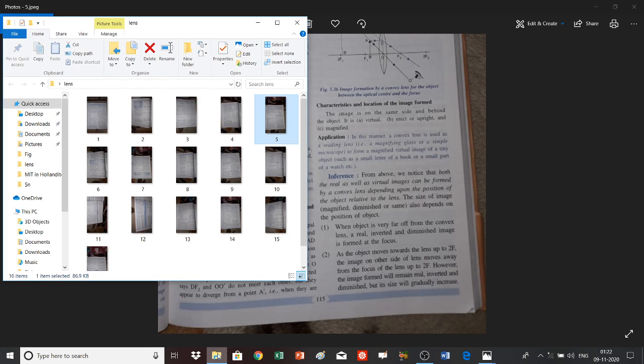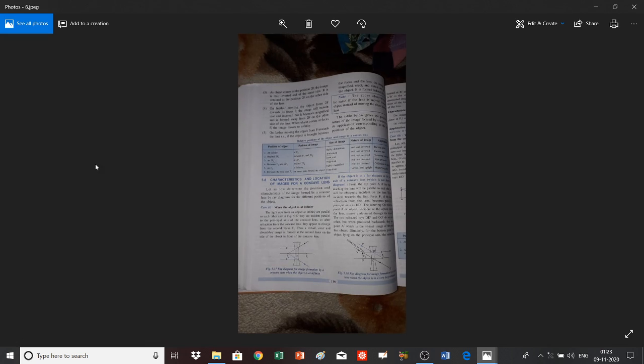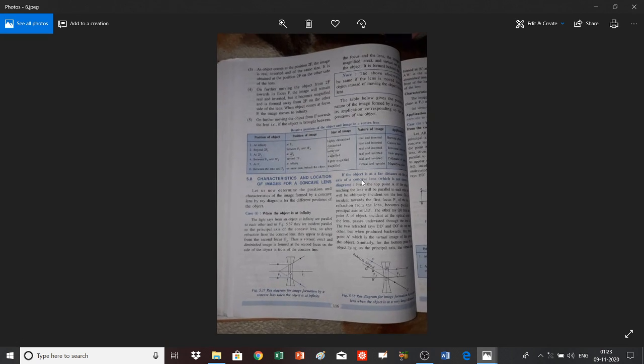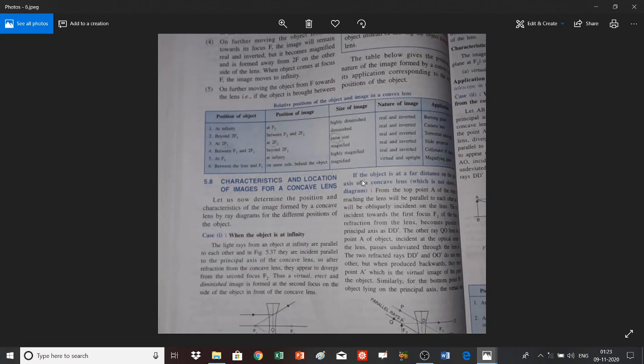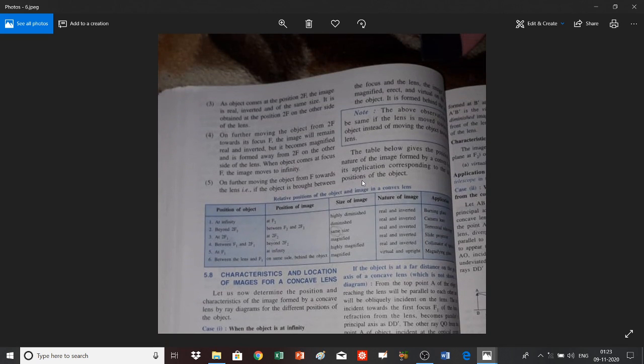So now go to the next one. As the object comes to the position 2f, the image is real, inverted, and of the same size. It is obtained at the point 2f on the other side of the lens.